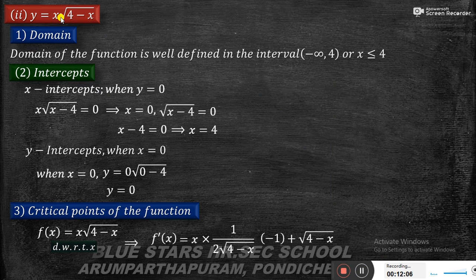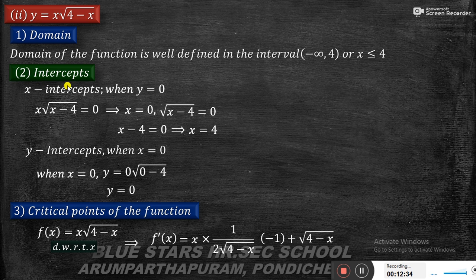So y equals x into square root of 4 minus x. Now we calculate the domain. Here you see the domain of the function is well defined in the interval minus infinity comma 4. So that means you take minus infinity comma 4, or x less than or equal to 4. So here the domain of the interval is minus infinity comma 4, or x less than or equal to 4.